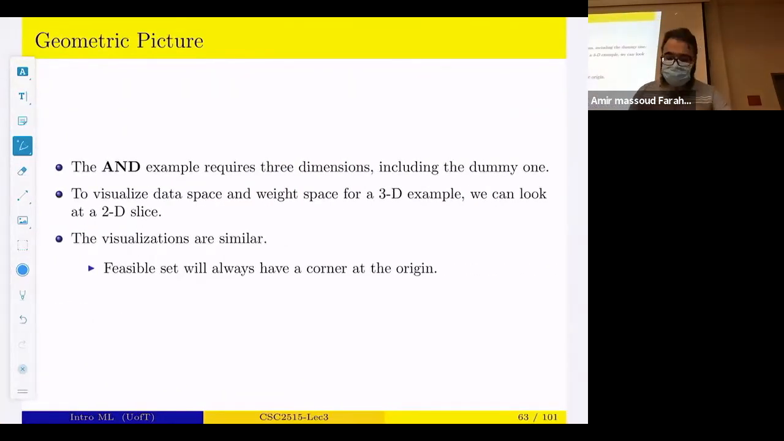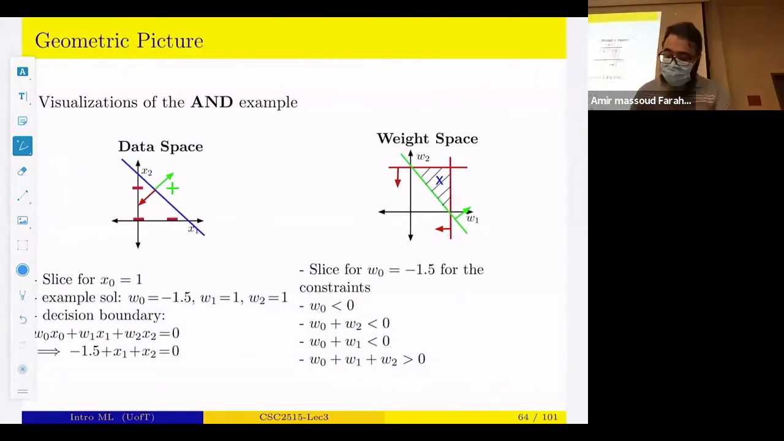Okay, so I'll try to be a bit faster. The example requires 3 dimensions, including the dummy one, so its visualization might be a bit more challenging. The weight space would also become 3-dimensional. So what we can do is look at a certain slice of it, like a 2-dimensional slice. But the whole idea is the same.